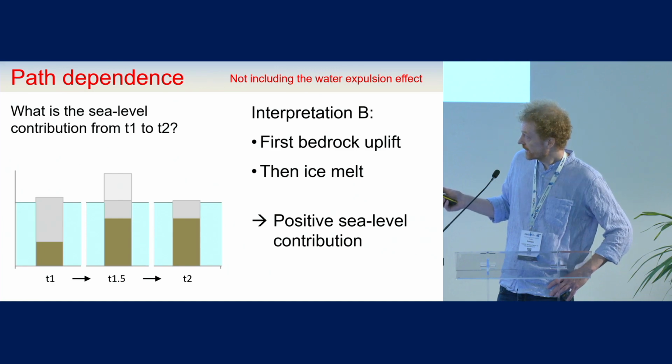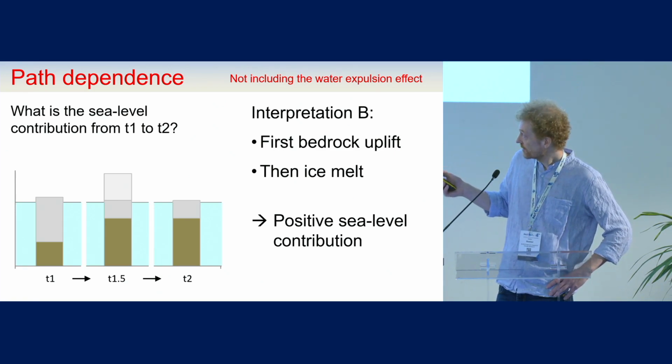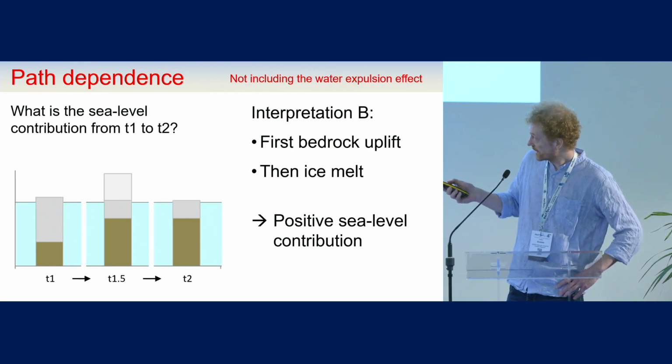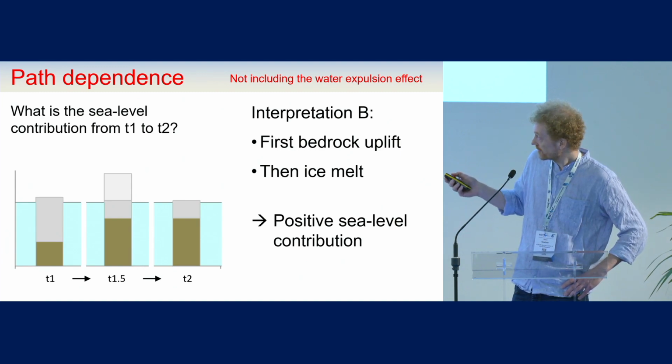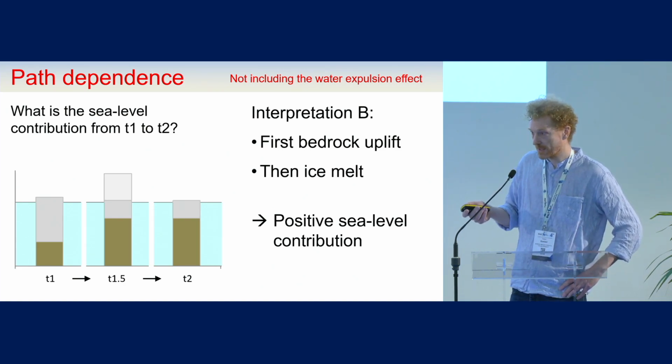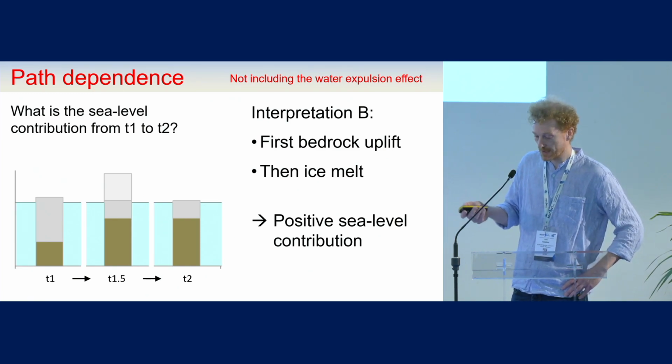we first do a bedrock uplift. So we're creating this volume above flotation here. And then we have the melting in the second step. So in this case, there is actually a sea level contribution because in this case here, the Attikari method would ignore that uplift effect here. But then you have a sea level contribution by melting this from T1.5 to 2. So that's basically the path-dependent aspect. Depending on what happens in between here, you get 2 different answers.